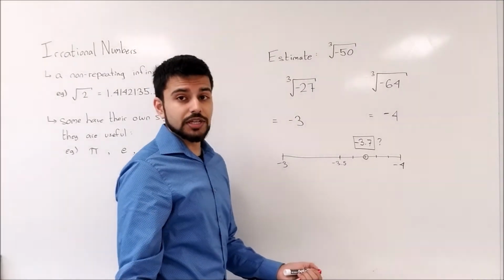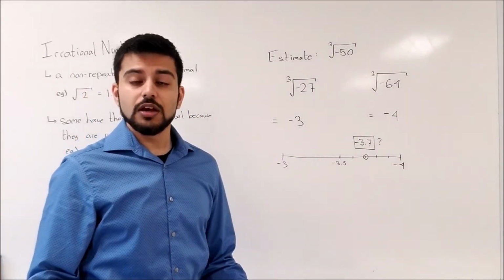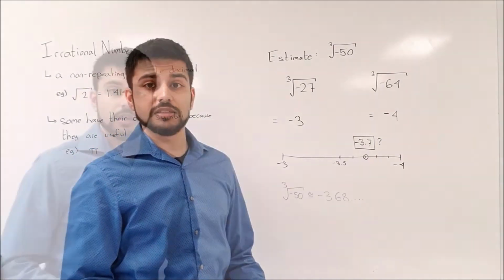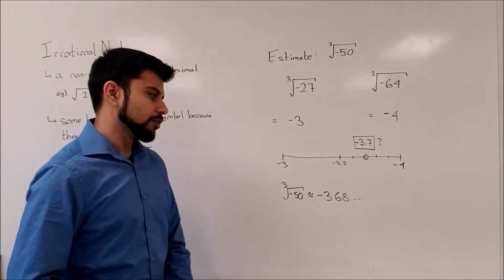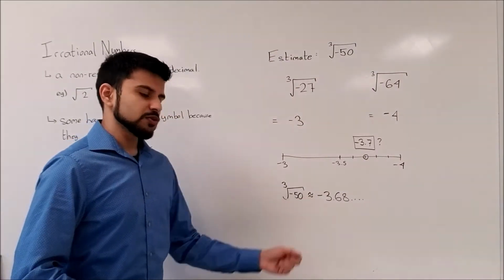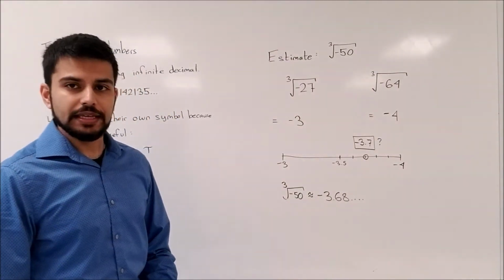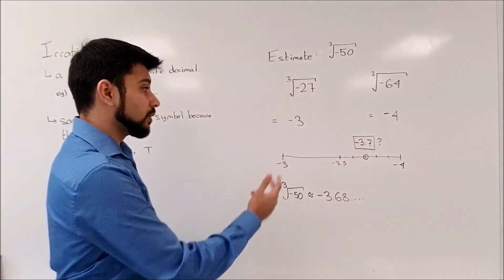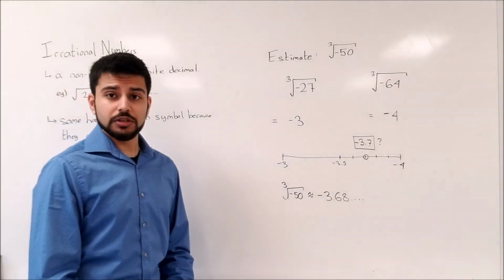If you want to test your answer, now you can pull out your calculator and see what the cube root of negative 50 is. And when I punch into my calculator, cube root of negative 50 is approximately equal to negative 3.68. The decimal goes on forever. So negative 3.7 is a pretty darn good guess.